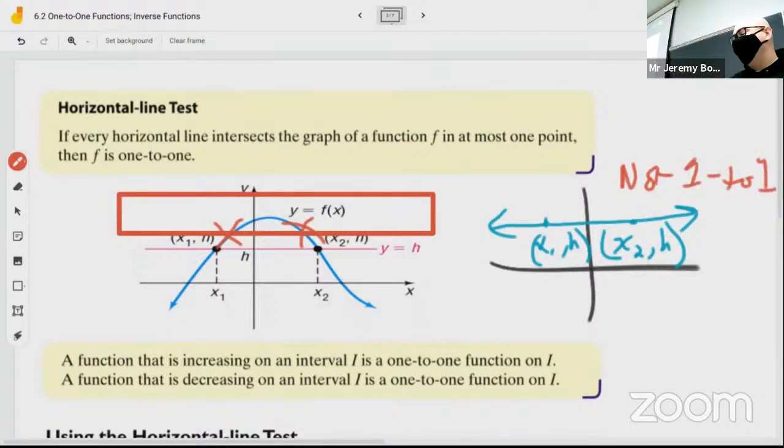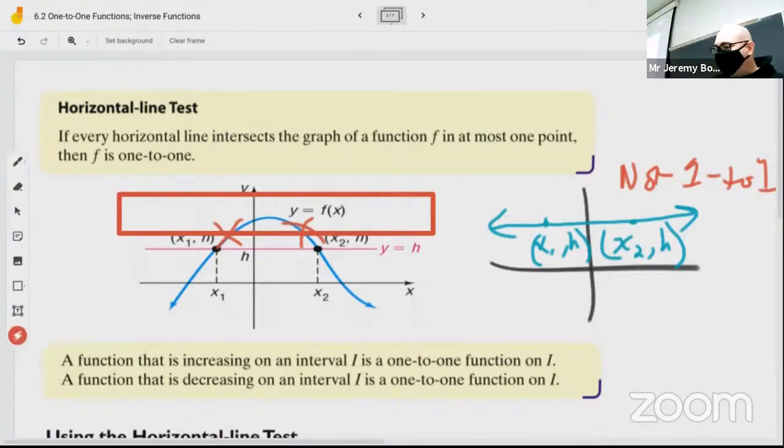And so what we can think about is, as x is changing, the y value must be changing as well. And it can't change the way that it's changing. If it increases and then decreases, boom, you're going to have a point where the y values are the same. And so that leads us to this right here.